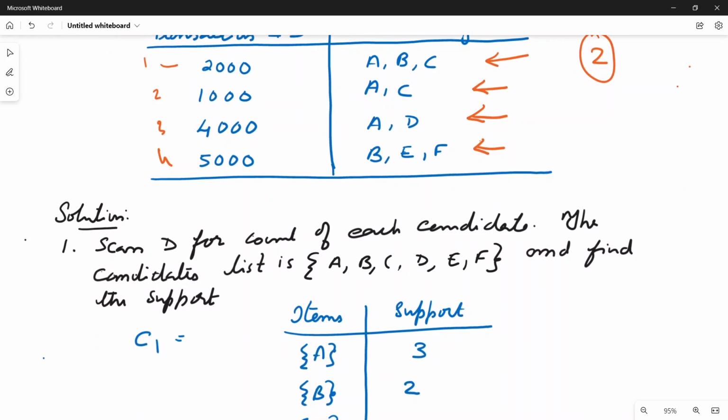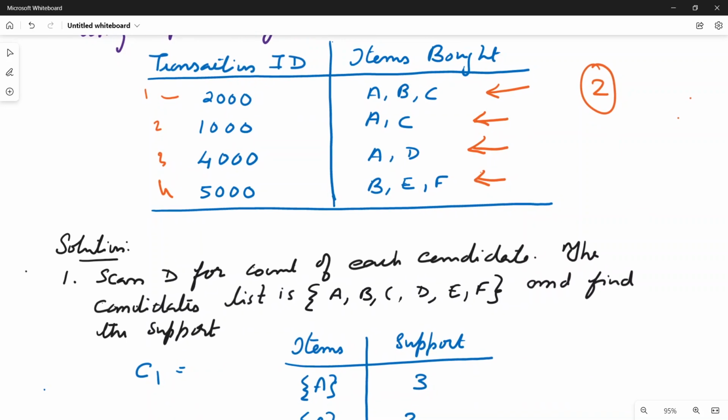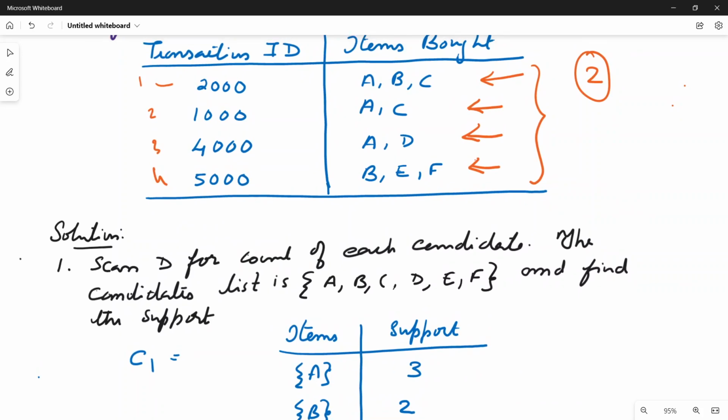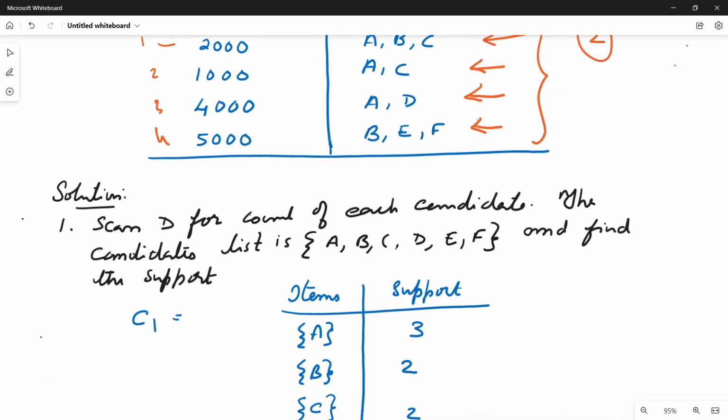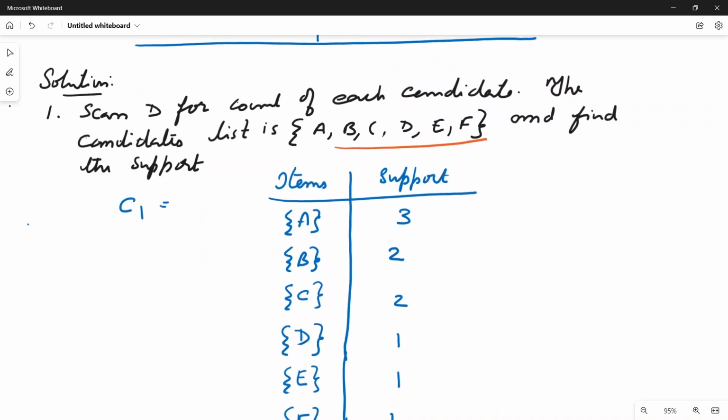Now from the given transactions, we have to scan the data. Which items are bought in these transactions? When you scan through the data, you can see that A, B, C, D, E, F are the items bought during these transactions. Now we will be finding each set: A, B, C, D, E and F. We will see how many times these items are purchased. First, let us consider each item one by one, starting with item A.